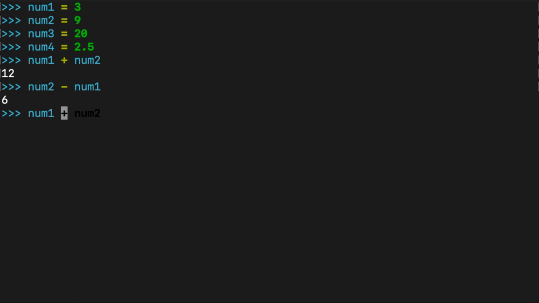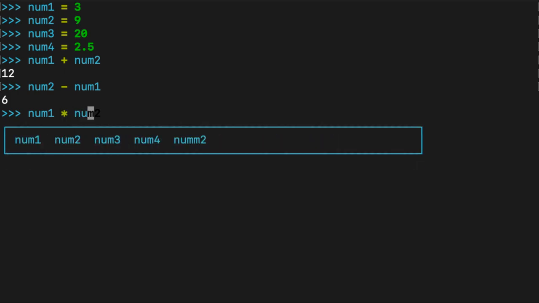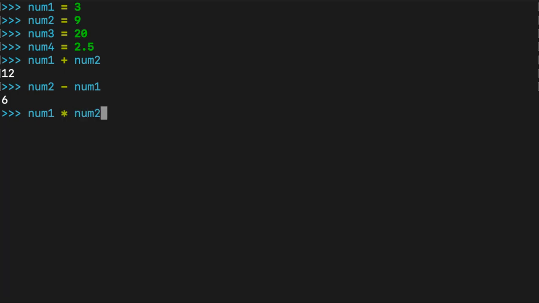The difference with multiplication is the x that you'd normally use in maths already has a meaning on a computer keyboard. It's the little letter x, so we need a different symbol to represent multiplication, and we use the asterisk for that. So if I multiply my num1 times num2, 3 by 9, that's going to give us a value of 27. Similarly, division, we don't have the normal divide symbol that you use in maths.